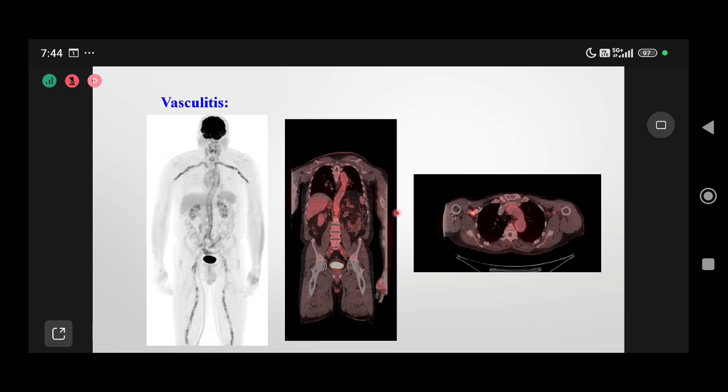Then also, in a few of the cases that we have seen in pyrexia of unknown origin, there is vasculitis. This is also an FDG PET CT scan. We can see the good vascular uptake over here, vessel uptake. This will respond after giving some steroids or any medications particular to that. And we can see the response assessment through the same FDG PET CT scan.